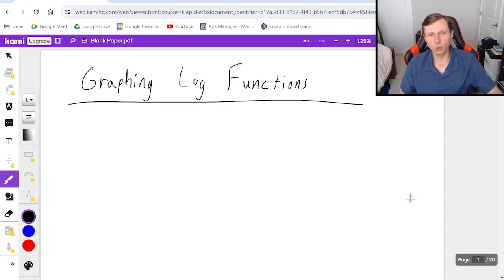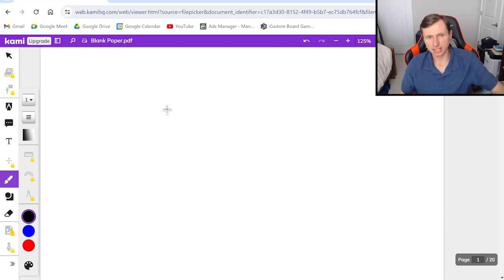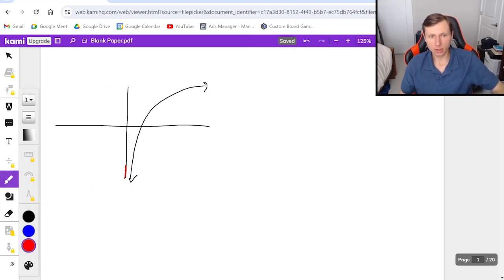In today's video, we're going to talk about how to graph logarithmic functions in algebra. So I guess the first thing I'll show you is what the graph looks like. Any logarithmic function is going to look something like this, where there's going to be a vertical asymptote at the y-axis, or at x equals 0. Logarithmic functions are famous for having their vertical asymptotes.